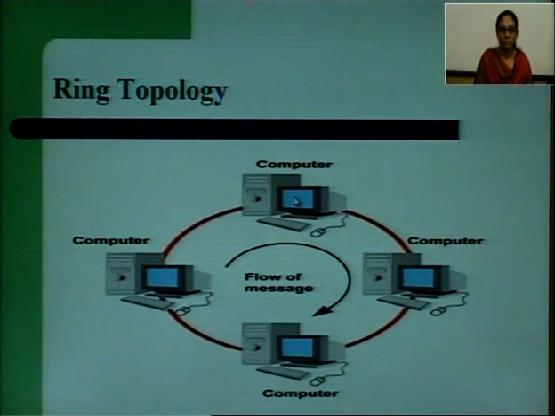Suppose this is the first computer, it is attached to the second computer, then the third computer, and the fourth is the last computer, which is attached to the first one. So it forms a ring, and the message flows in a unidirectional way. Whatever is received from the fourth one, it will send to the second one, then the third one, then the fourth one, and so on.